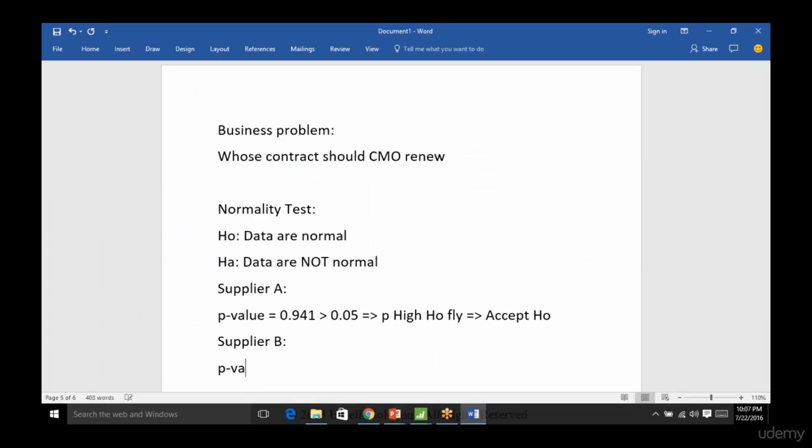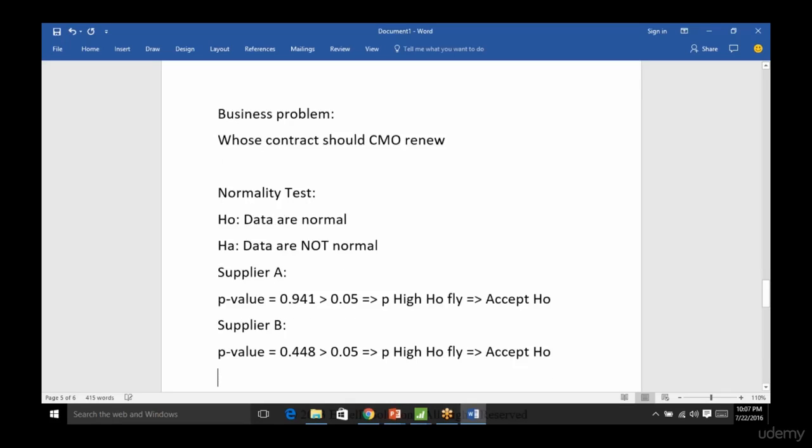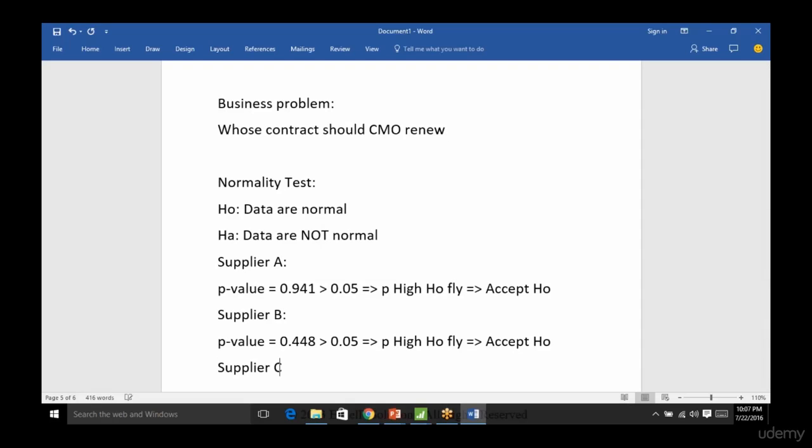So p-value is 0.448, which is greater than 0.05. What does that imply? P high, null fly, which implies you're going to accept null hypothesis. What does null hypothesis say? Data are normal. Now let me do this test for supplier C also.